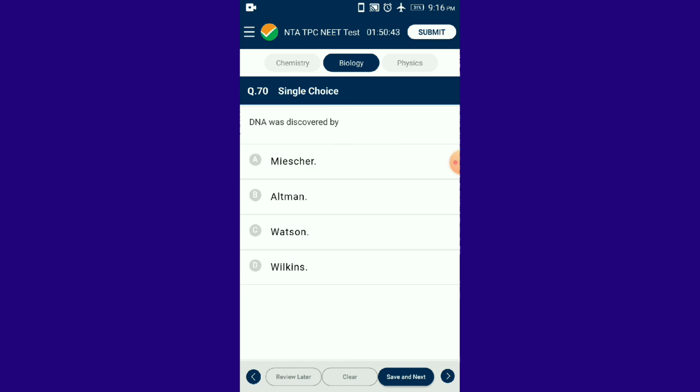Question number 70. DNA was discovered by? Nucleic acids are the organic molecules that carry genetic information in all living organisms. Friedrich Miescher, a Swiss biochemist, was the first to isolate nucleic acid from the nucleus of white blood cells in 1869 and called it nuclein. Altmann coined the term nucleic acid in 1889 due to the acidic nature of nuclein. So the answer for this question is option A. DNA was discovered by Miescher.